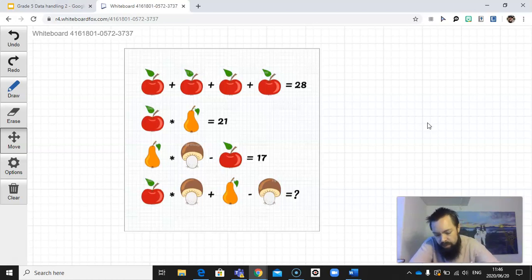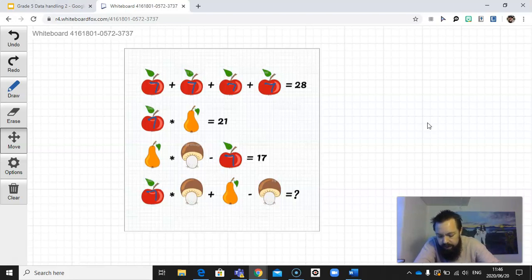I'm going to start with the top row. I've got 4 things that add to 28, and so what I'm going to do is divide 28 by 4 to share it out equally, and I find that each of my apples is worth 7. And I'm going to go ahead and put 7 on all of the apples in all of the other rows, because I've now discovered that an apple is worth 7.